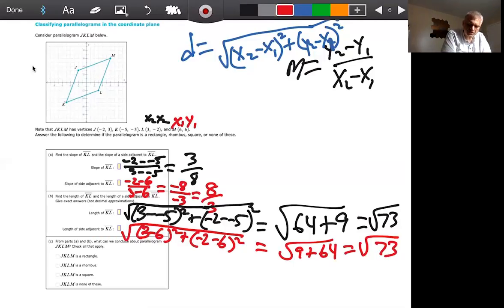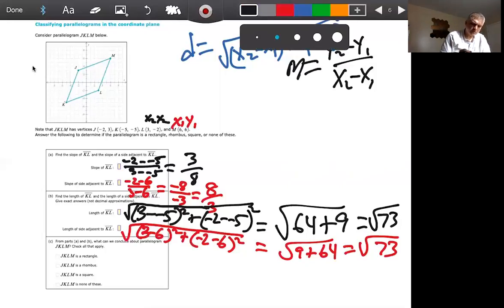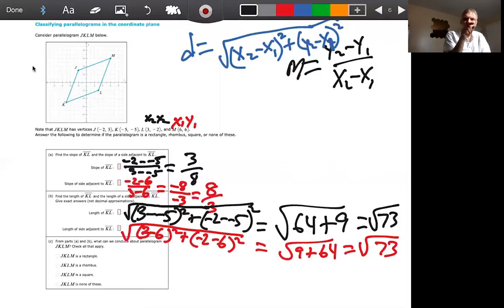So based on this information, let's answer the questions here. We already knew it was a parallelogram. Now, is JKLM a rectangle? For a rectangle, it needs 90-degree angles. Don't just look at it and say, oh yeah, those aren't 90-degree angles. Remember, perpendicular slopes are opposite reciprocals. We found this slope and this slope: 3/8 and 8/3.